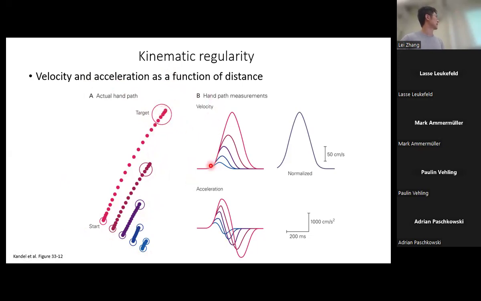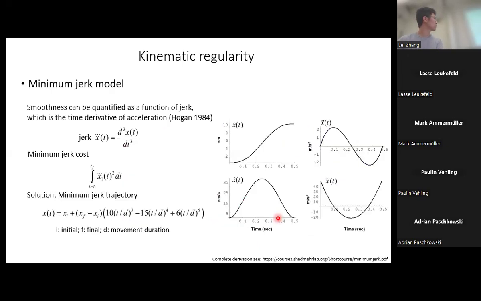The hand velocity is always bell-shaped. Acceleration, because this is just a derivative of this curve, has a biphasic profile. So this is also a regularity independent of other factors. And if we look a little bit deeper into the math to concretely model this, we can introduce the minimum jerk model.